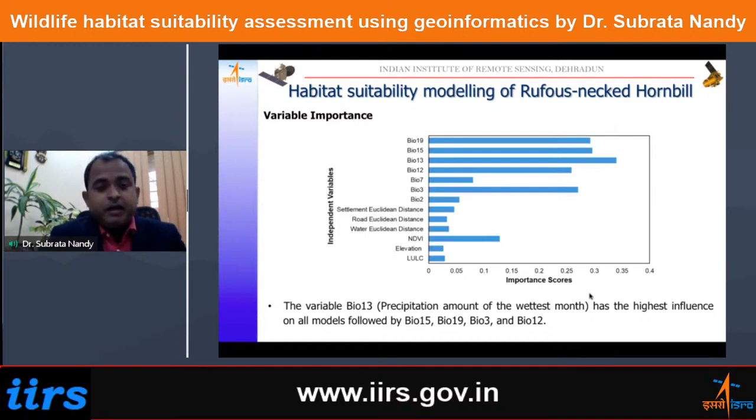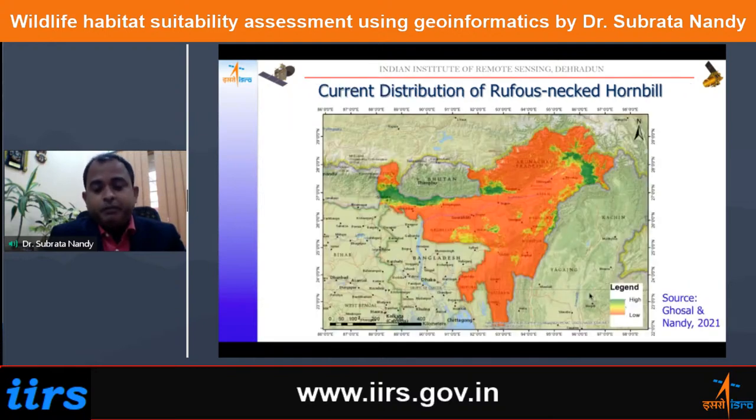So here, using those variables, we could map. This is the final output, which shows the current distribution of the species, the rufous necked hornbill. Now we can see these areas here, northern part of, let's say, Bengal, and this part here. Then here you can see this part, like this area. Wherever you see the green color, these are found to be highly suitable for this bird, the rufous necked hornbill.